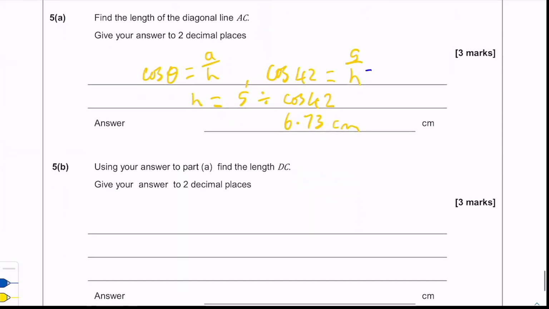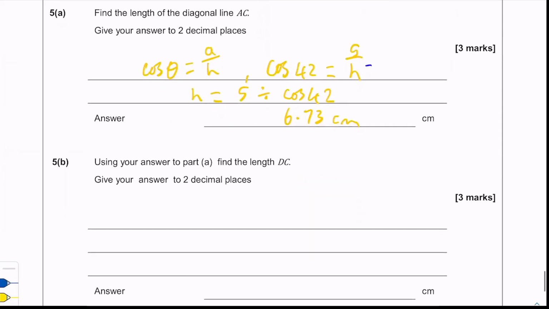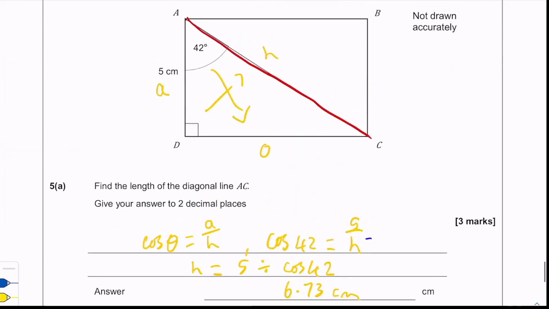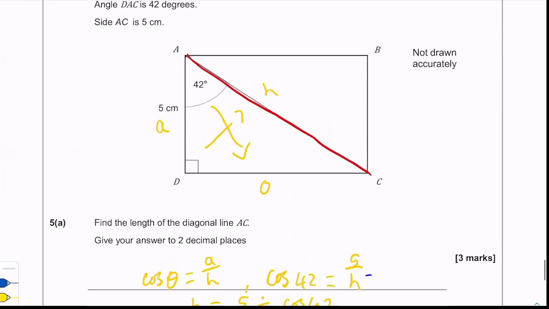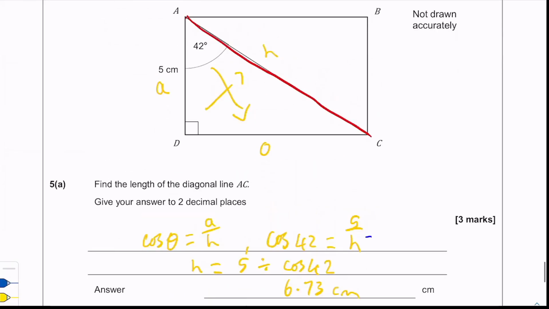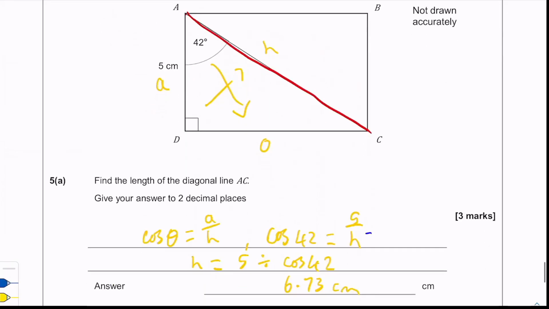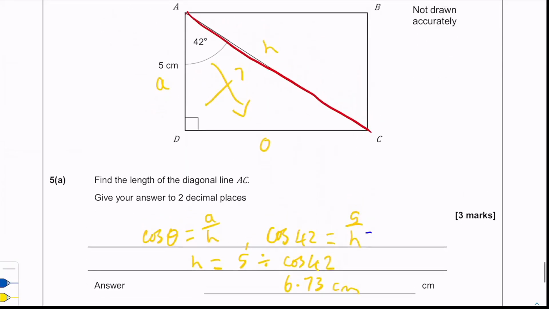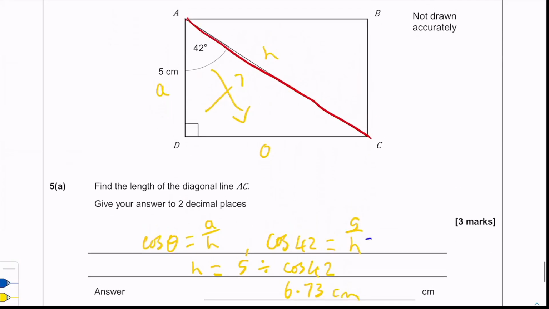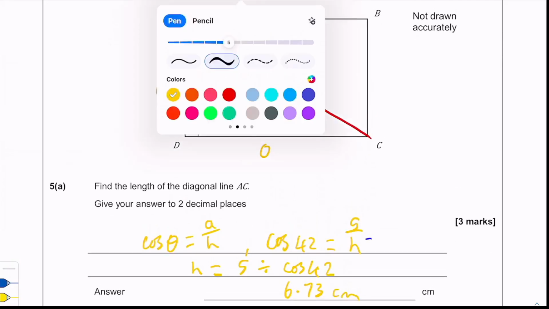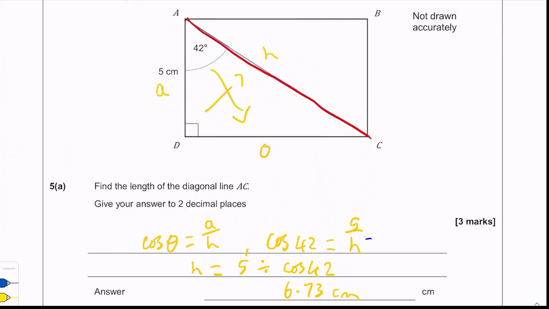Okay, let's move on to part B. So part B says, using your answer from part A, find the length of DC. Okay, so where's DC? DC is this here. Okay, so it says we need to use our answer from part A, but we don't actually need to. We could just use these two to find this side, but we'll use our answer anyway. So, well, there's a couple of ways we could do this. Let's first of all just label on 6.73.